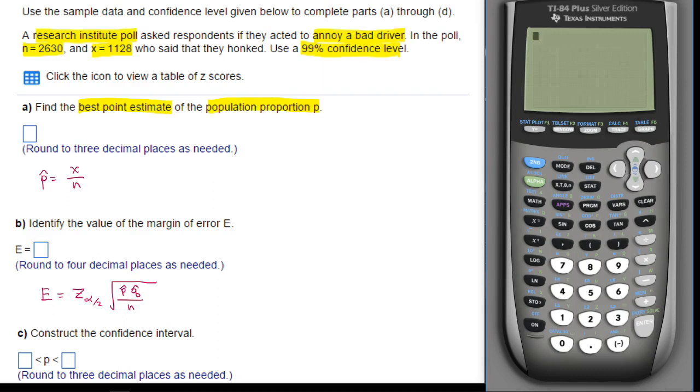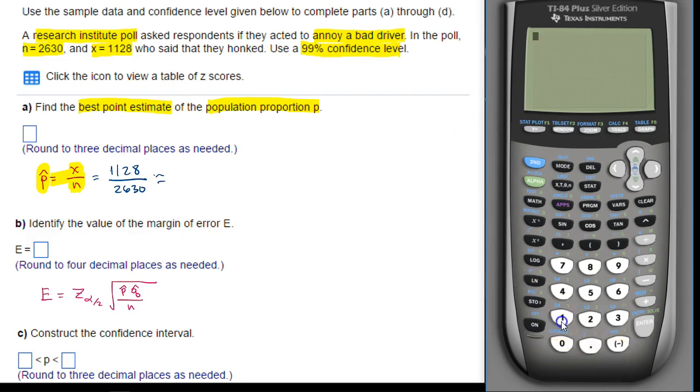The best point estimate for a population proportion is always the sample proportion. And to figure that out, the formula for that is x divided by n. So in this problem, we have 1128 divided by 2630. And it says to round to 3 decimal places. So let's go ahead and work that out.